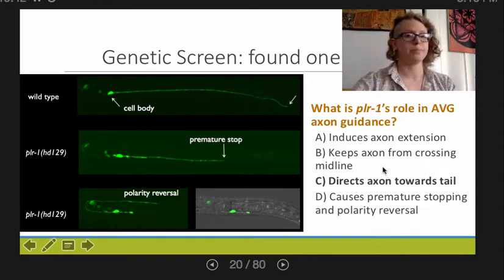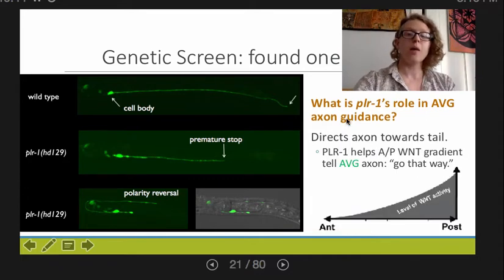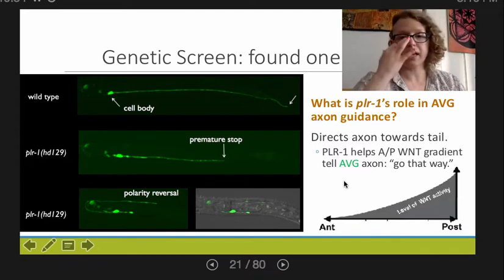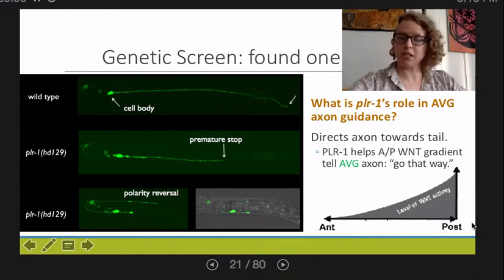Important distinction. So, PLR1 directs the AVG axon growth cone towards the tail, and Jafar was able to figure out that it actually does so via the Wnt gradient, that anterior-posterior gradient of Wnt activity. Remember that? PLR1 allows AVG to be receptive to that gradient. Cool, huh?